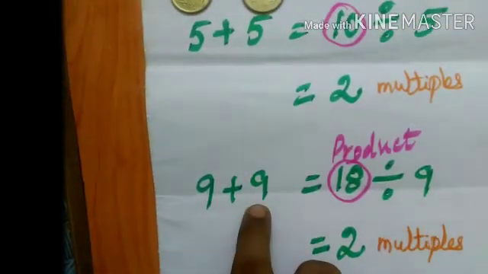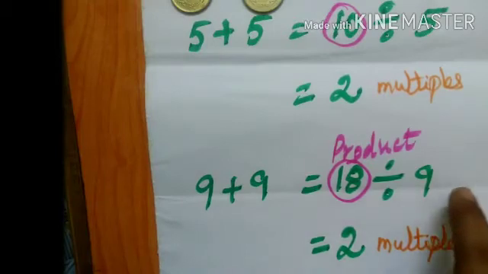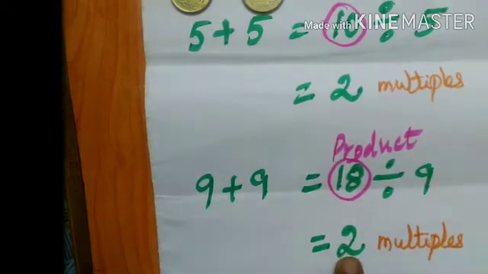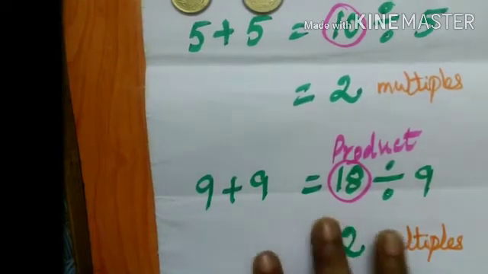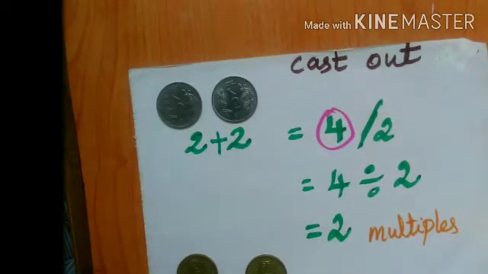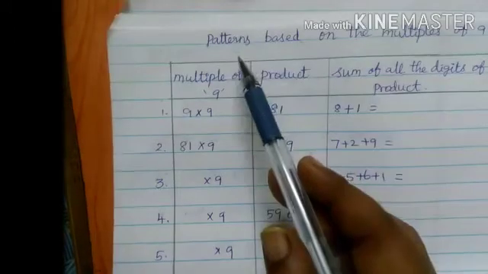Then take the number 9 here. Then you do division also by 9. So you get the number two times, multiplies of 2 times. This one is called casting out. This is used for patterns: addition, subtraction, multiplication and division. These four types of patterns are given in your book exercise. Listen carefully and do it correctly, children.